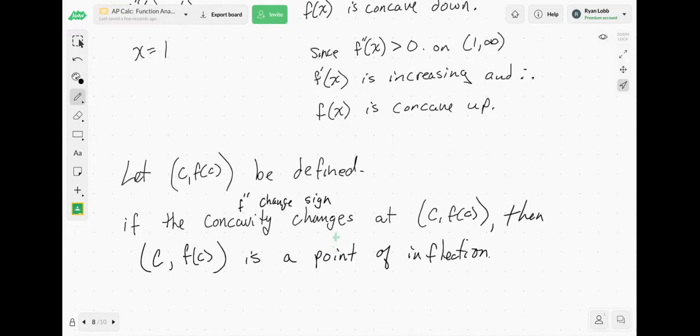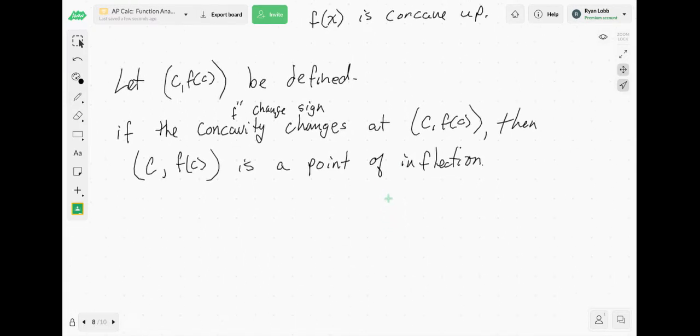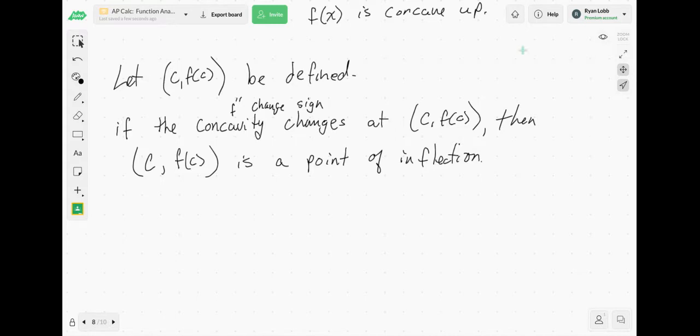Now let's think also about something else a point of inflection is. Graphically, let's look at a graph. Here's concave up. Then right here at this point, let's turn to concave down. So right here, that would be graphically a point of inflection. Okay? I went from concave up to concave down. Over here, f double prime is positive. Over here, f double prime is negative. So that's a point of inflection.